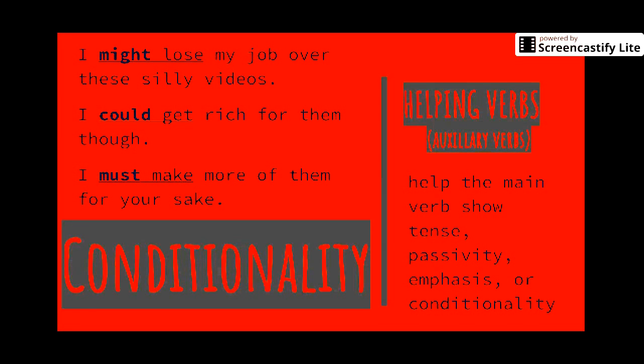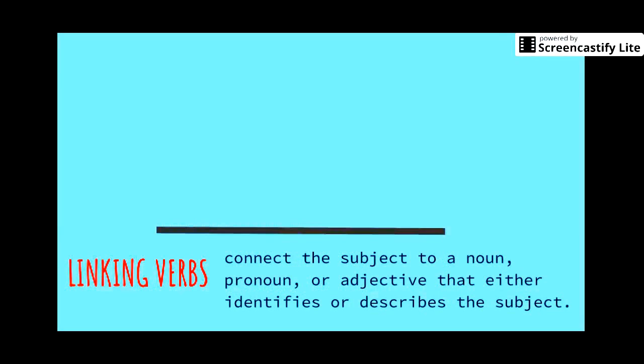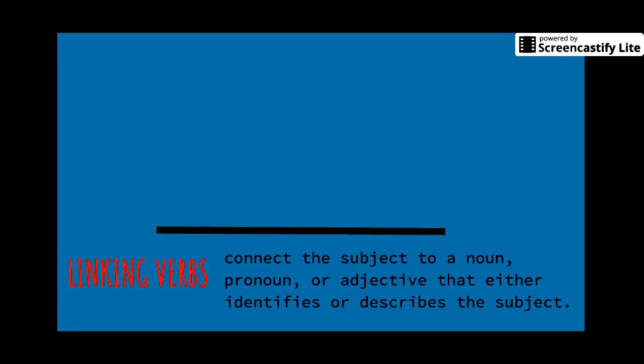Now we're going to talk about linking verbs. Linking verbs connect the subject to a noun, pronoun, or adjective that either identifies or describes the subject. Here's a good noun example. He is a doofus. He is the subject of the sentence. Is our linking verb. And by the way, is always a verb. And then doofus is a noun. Doofus and he are the same thing. So is a linking verb connecting the subject of the sentence to a noun.